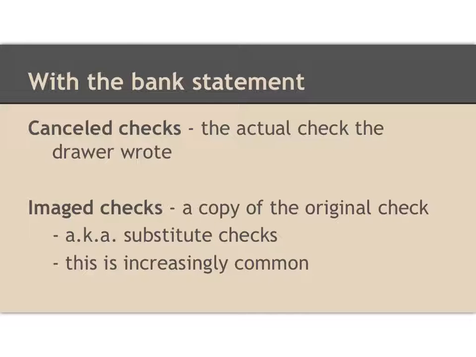Canceled check is the actual check. It's the physical check. It's the piece of paper that you wrote out or you typed up or you computer generated coming back to you. Whereas an image check is a picture of it. It's a photo that was taken digitally. And when I say that this is increasingly common, what I really mean is this is almost a guarantee as far as what you would get back from your bank. You might also hear these referred to as substitute checks because the digital image works as a substitute for actually having the physical check in hand.